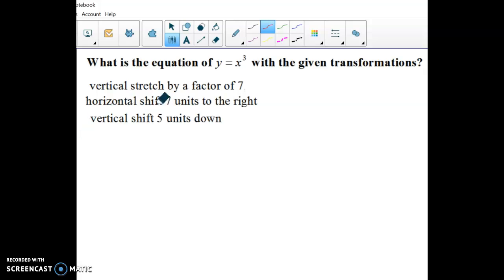Okay, this is going in reverse. Now they're going to give us the transformations, and we're going to start actually with the cube function, but it really doesn't matter what the parent is. What would it look like after these transformations?